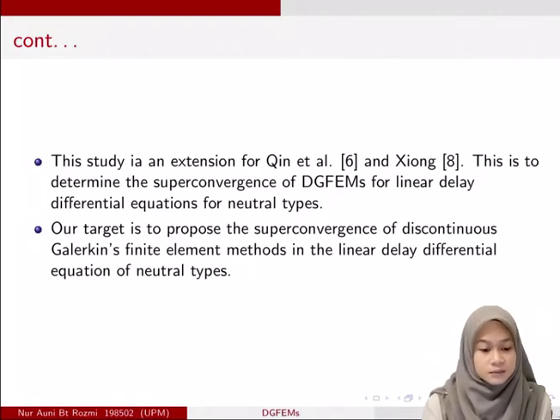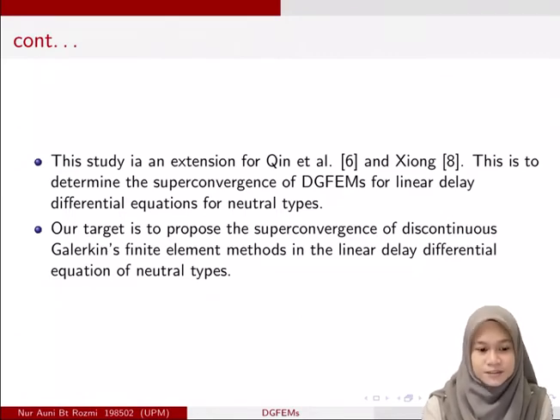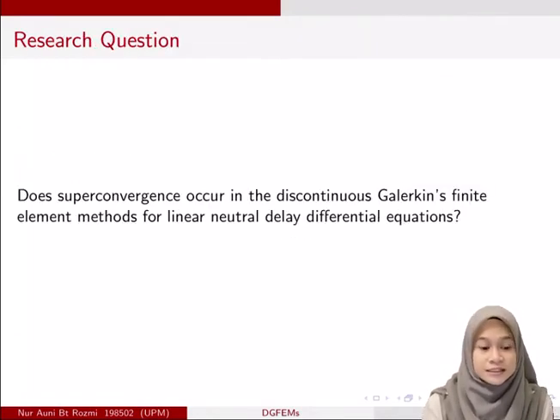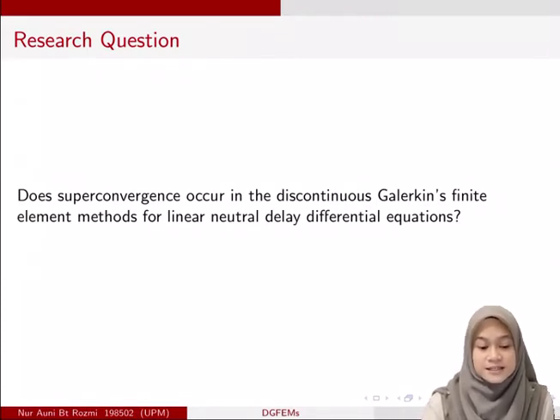This is to determine the superconvergence of discontinuous Galerkin finite element methods for linear delay differential equation of neutral types. Our target is to propose the superconvergence of discontinuous Galerkin finite element methods in the linear delay differential equations of neutral types. Next, we will continue with the research question, which is: does superconvergence occur in the discontinuous Galerkin finite element methods for linear neutral delay differential equation?